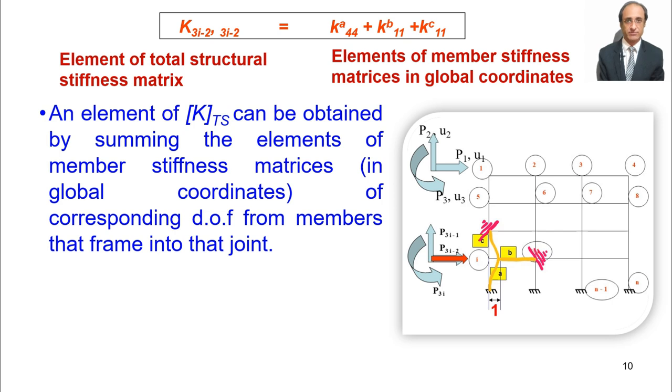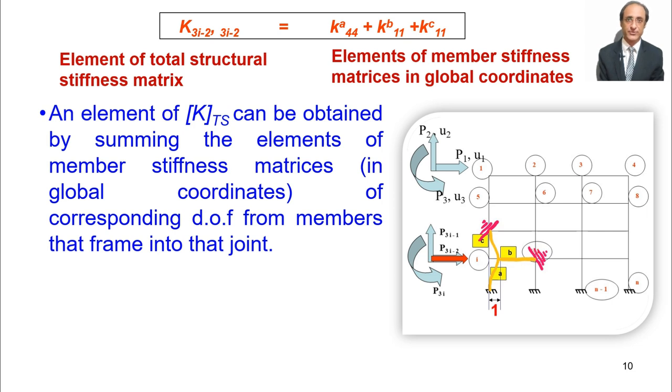So we can write it in this form: an element of KTS, meaning the total structure stiffness matrix, can be obtained by summing the elements of member stiffness matrices in global coordinates of the corresponding degree of freedom from members that frame into that joint. That's the important thing: we have the degree of freedom from the global point of view, 3i minus 2. So first of all, we have to find what the corresponding member degrees of freedom are. Which members have that particular degree of freedom, and all those terms will contribute to that particular element of the total structural stiffness matrix.